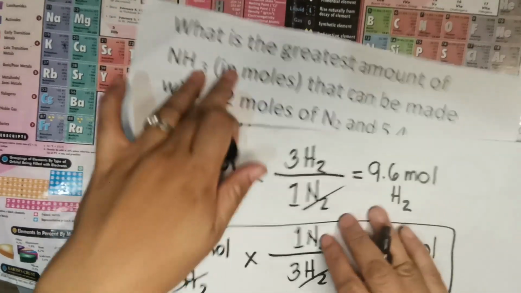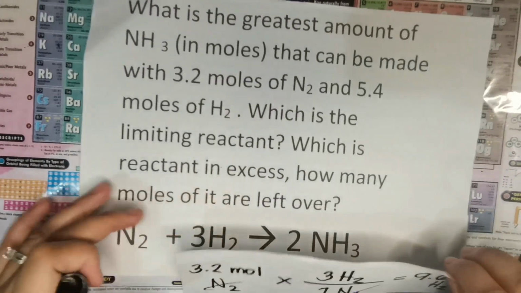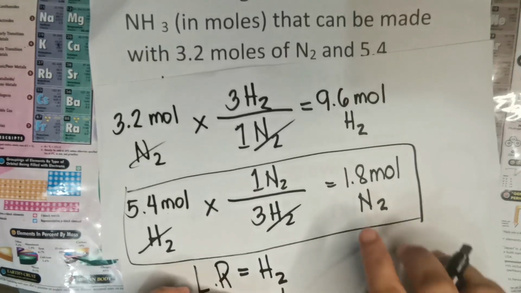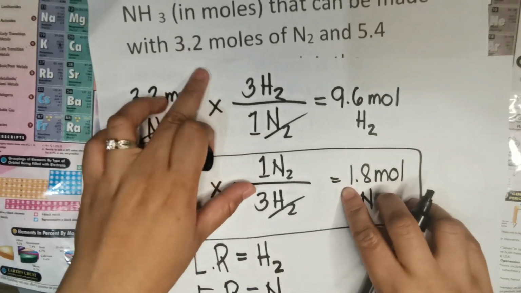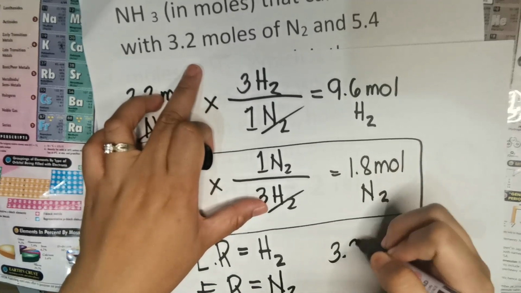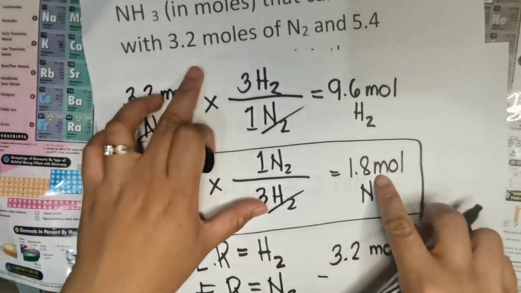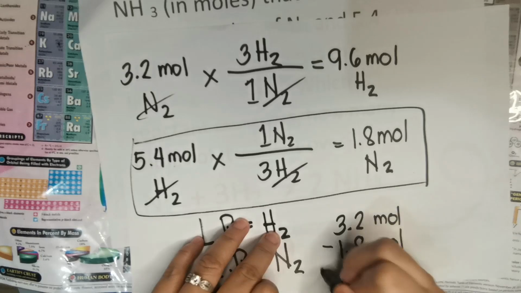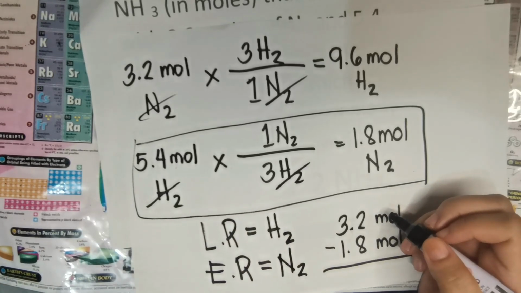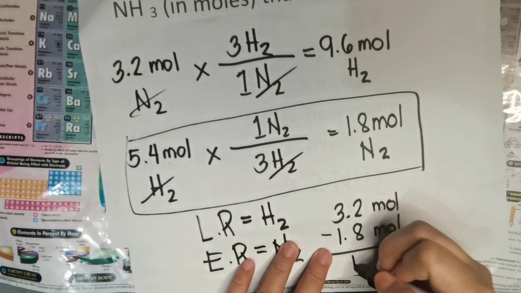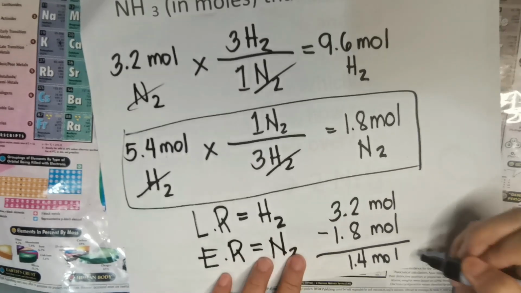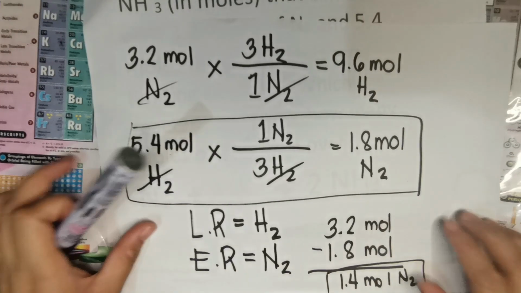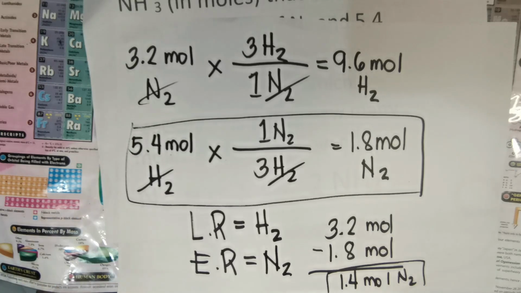Now, may isang question kasi, how many moles are left over? Ilan yung sobra? So, just simply do the subtraction. So, ang given natin for nitrogen gas is 3.2 moles. So, minus natin dun sa makakapag-react with 5.4. So, 3.2 minus 1.8, we will have 1.4 moles of nitrogen. And this will be the excess or leftover. Okay? And that is how to compute a limiting reactant.